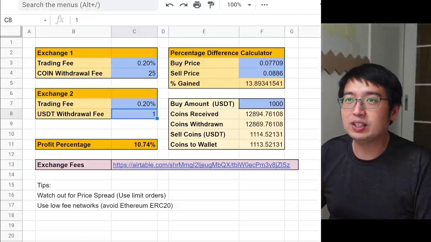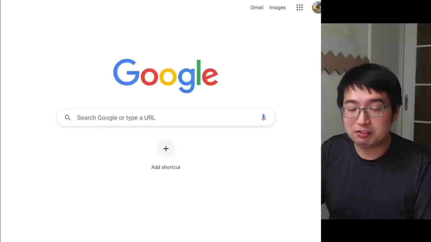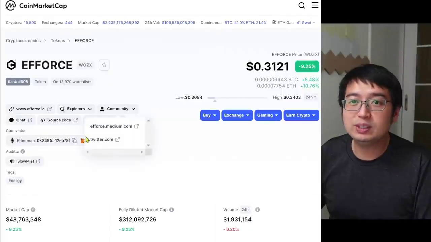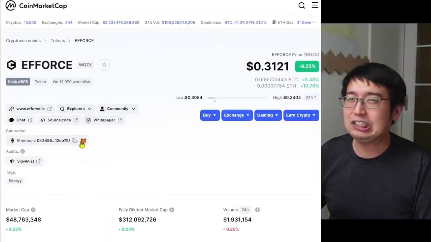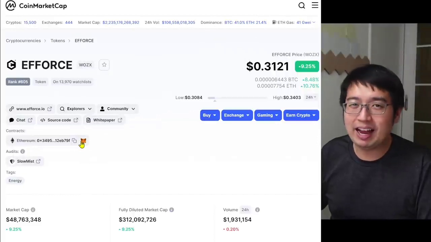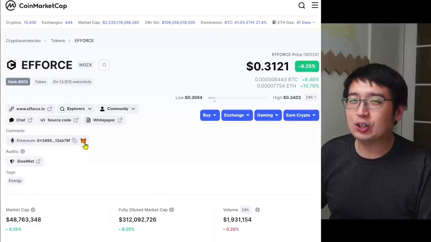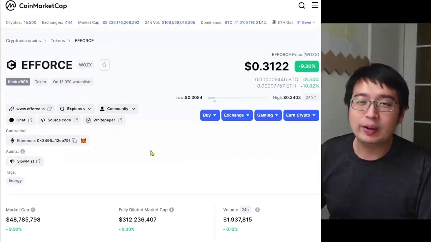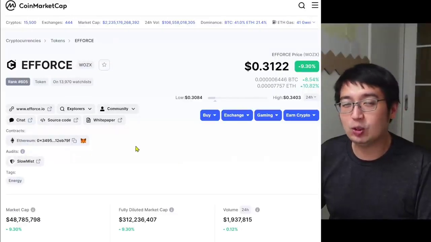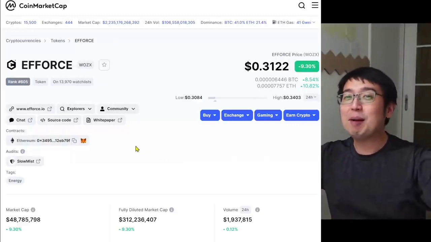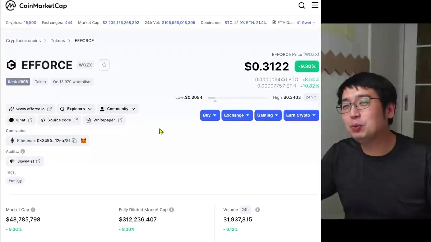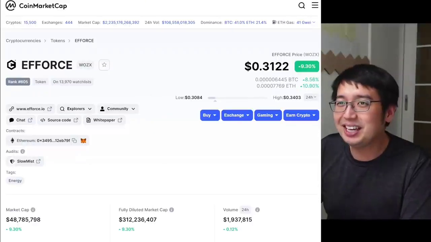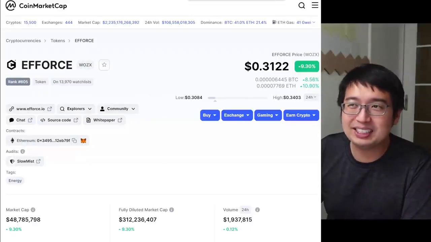And we also want to look at what networks are available for the coin. So let's go to CoinMarketCap. We're looking at WOZX, and this is an ERC20 coin. This is something I would avoid because you're looking at around $30 in withdrawal fees whenever you're withdrawing an ERC20 token for an exchange. Full stop here, we're not using it. But we will continue with this example because it's easy and we've already established the pricing for WOZX.